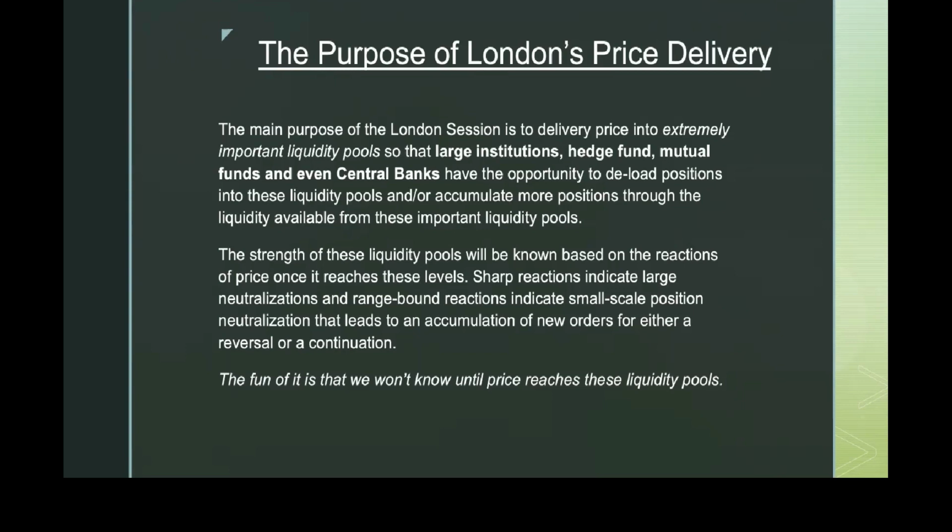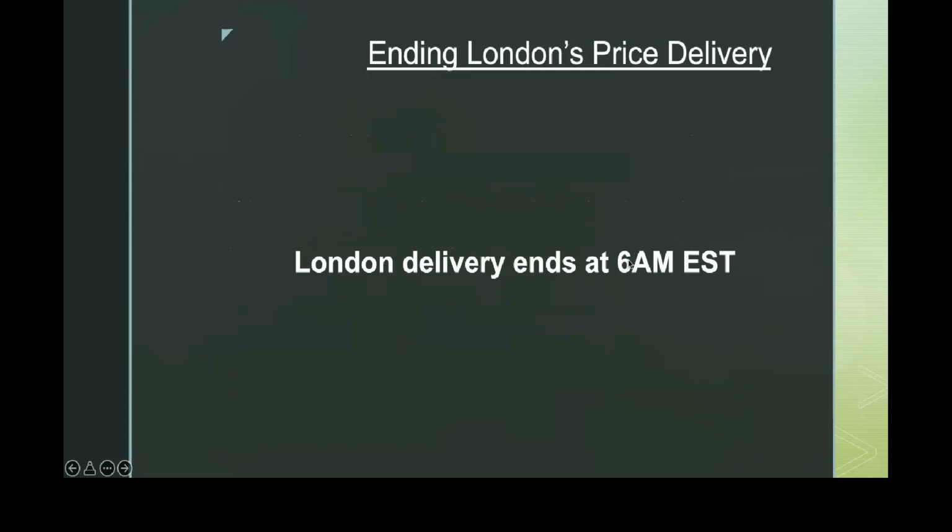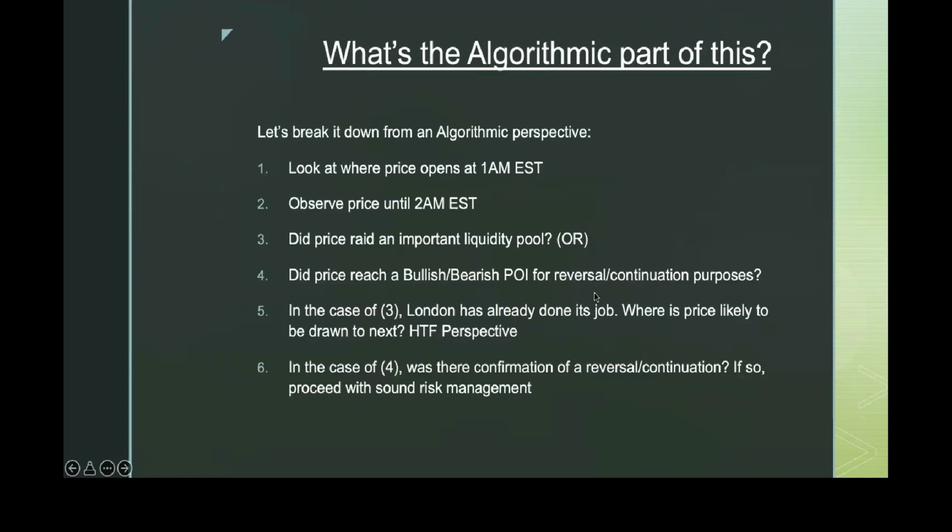Next up, ending London's price delivery. London delivery ends at 6 a.m. EST. So what's the algorithmic part of this? Now I've explained everything, but what's the step-by-step approach of going about this? Number one, look at where price opens at 1 a.m. EST, and you're going to observe price until 2 a.m. EST.